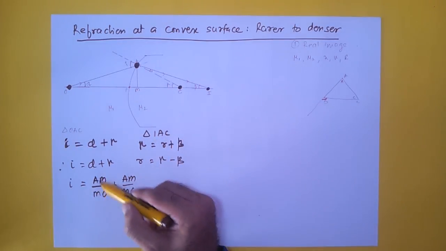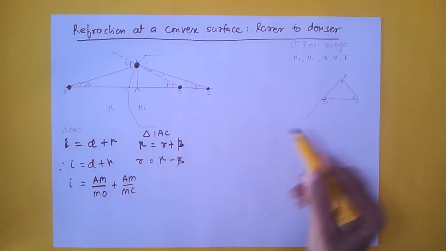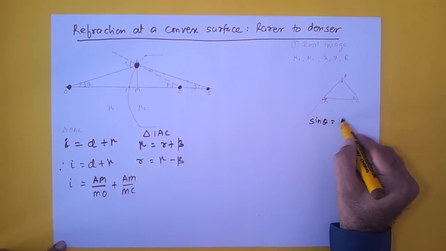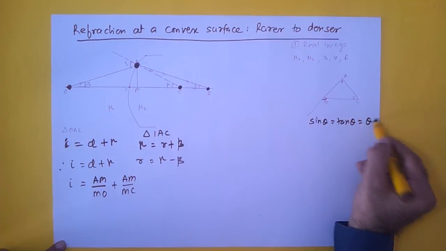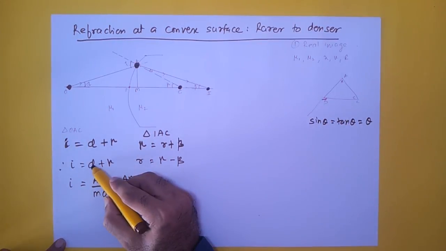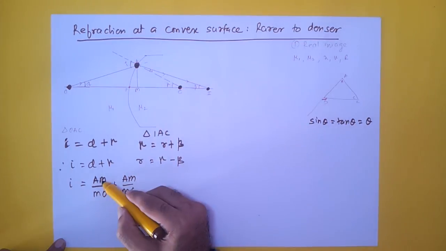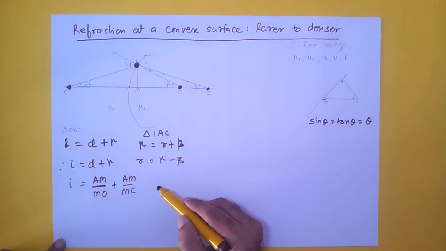So we have taken tan of these two angles, and as we discussed when we discussed conventions, we said that sin theta is equal to tan theta is equal to theta. So that's what we have done. This angle is equal to tan theta. Tan theta is equal to opposite side upon adjacent side. So AM upon MO plus AM upon MC.